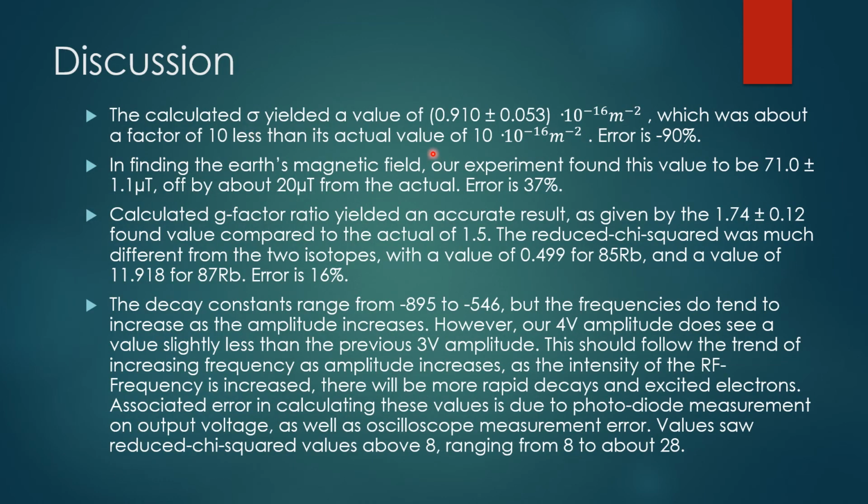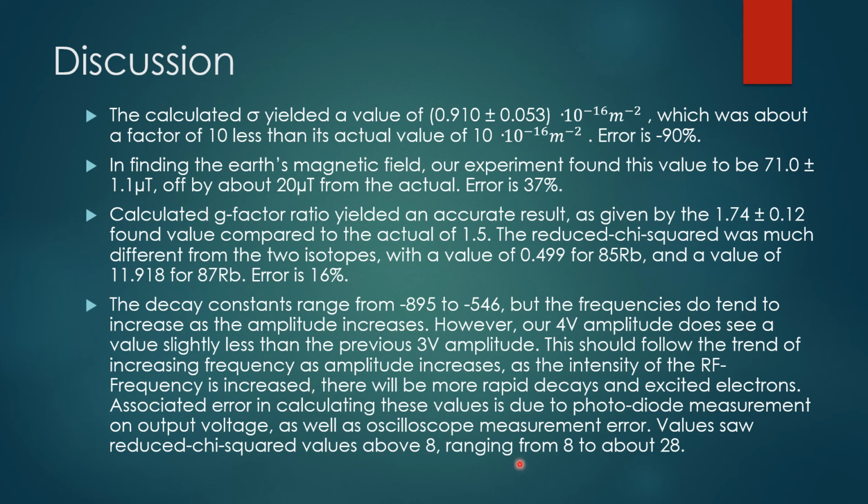So taking a look at these results, our calculated cross-section was about negative 90% off from the actual value. Our Earth's magnetic field was about 37% off. Our G-factor ratio was a lot closer, only giving us about 16% error. And our transient effect decay constant range was from about negative 895 to negative 546, but not in any particular order. Frequencies do tend to increase as the amplitude increases, but we did see a decrease from 3 to 4 volts.